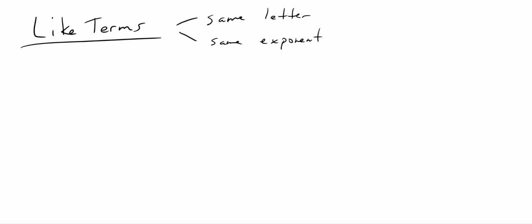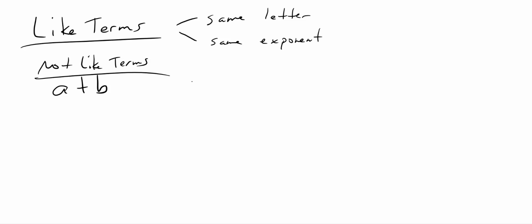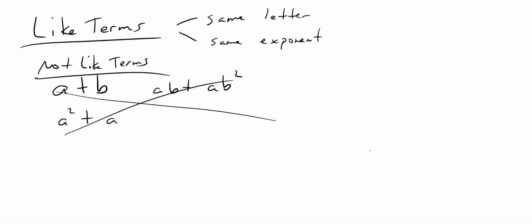Okay, so let me give you an example of what's not a like term, right? If I said A plus B, I can't combine those together. So these are not like terms. Like terms I can combine. So A plus B, A squared plus A, those are not like terms. Okay. AB plus AB squared, right? So again, it's got to be exactly the same letter in order to combine, and the same exponent. Okay, so these are all not like terms.